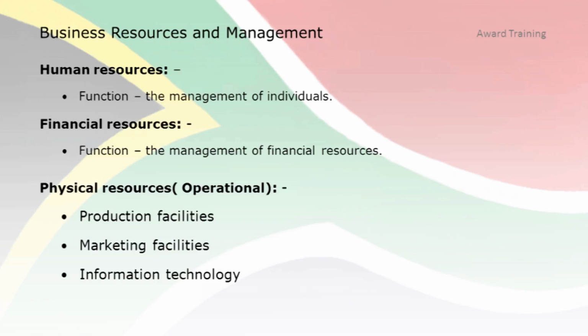A typical business has three resources. There's the human resource, there's the financial resource, and there's the physical resource. Physical resources, for example, will be marketing, information technology, and production.